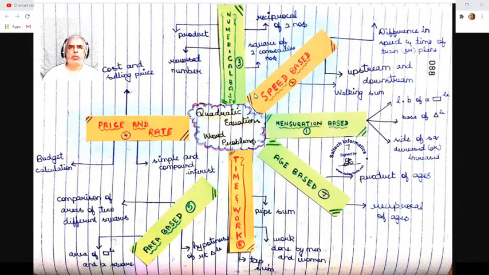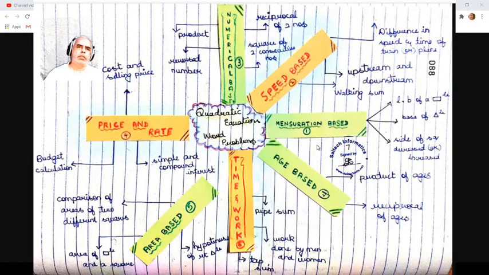So actually there are almost seven types of problems: one, mensuration based; two, speed based problems; three, numerical based problems; four, price based problems; five, area based problems; six, time and work based problems; seven, age related problems. So likewise, seven types of problems are there in word problems of quadratic equations.